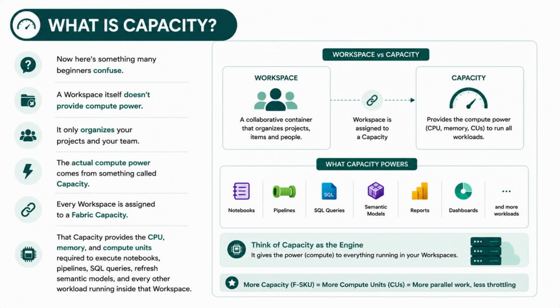Now, let's talk about capacity. As we have already talked about workspace, which only organizes your project and your team, we will need to understand how a workspace gets its compute power. The actual compute power comes from something called capacity. Every workspace is assigned to a Fabric capacity. That capacity provides the CPU, memory, and compute units required to execute notebooks, pipelines, SQL queries, refresh semantic models, and every other workload running inside that workspace.